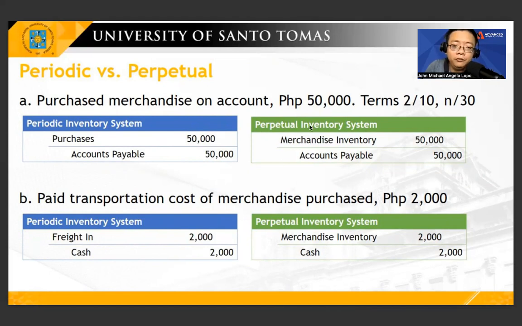Ito naman yung perpetual inventory. Instead of purchases, it is merchandise inventory. Okay? Pay transportation costs. Under periodic, to be specific, it is charged to freight-in and cash. Sa perpetual, merchandise inventory pa rin. Yes, yan ang kaibahan nila, no?